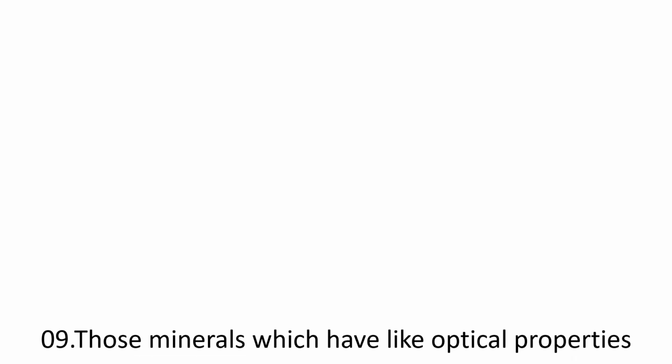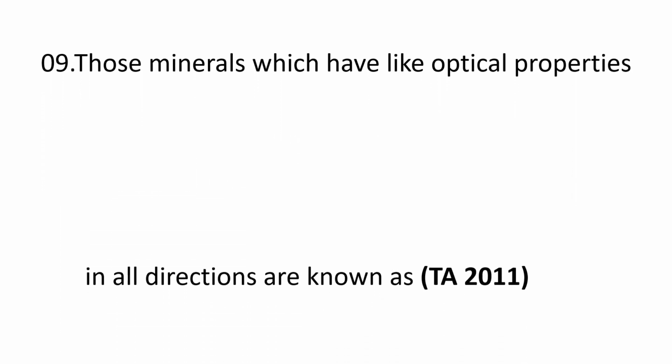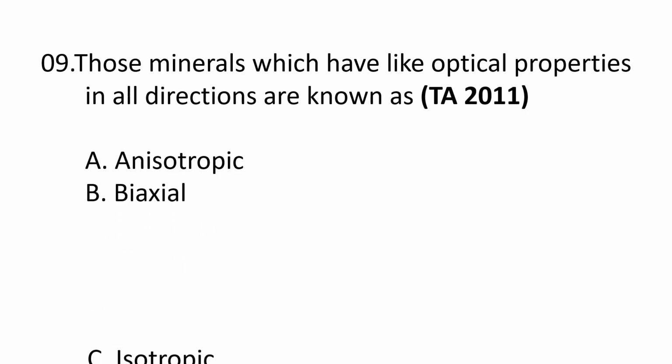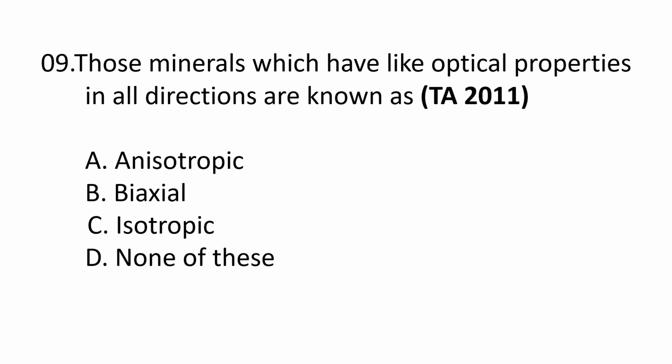Coming to the ninth question: those minerals which have like optical properties in all directions are known as. The choices are A. Anisotropic, B. Biaxial, C. Isotropic and D. None of these. The correct answer is C. Isotropic. These isotropic minerals have the same optical properties in all directions.